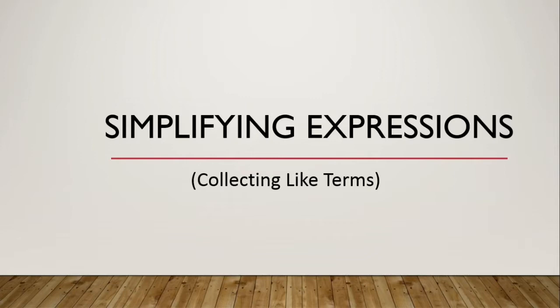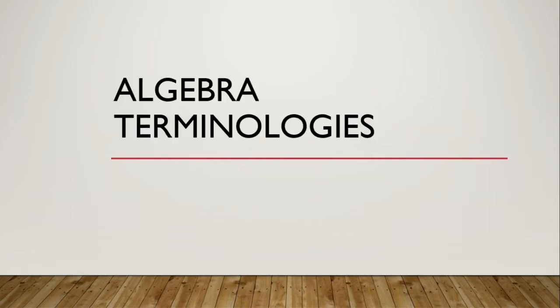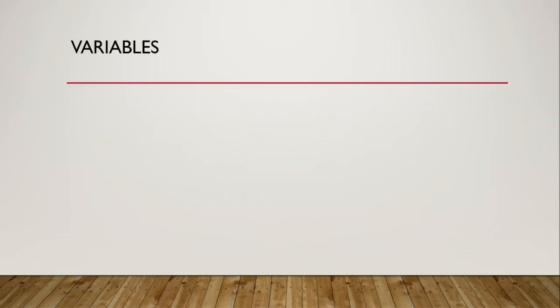Before we go into simplifying expressions, let's just quickly go through a few algebra terminologies. A few algebra definitions that we must know. A variable, you probably come across this word. What does a variable mean? A variable means something that can change and it's shown using a letter. Also, something that can change which is unknown and it's shown using a letter. Okay, write that down, please.